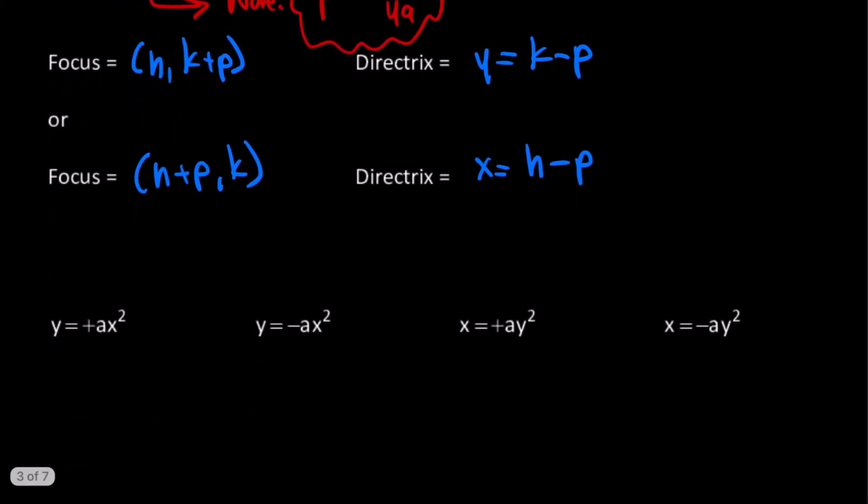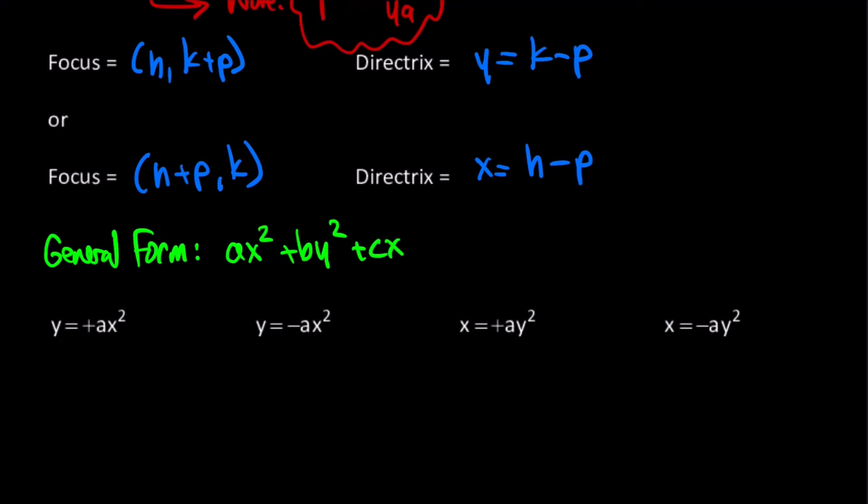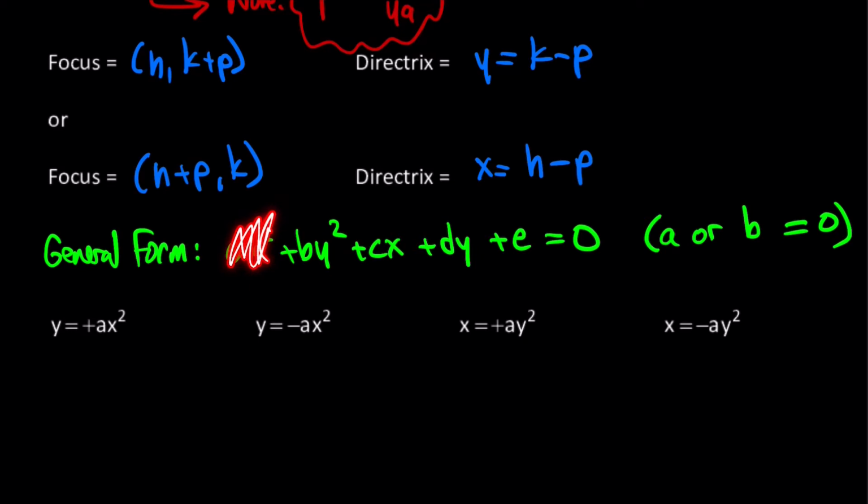The other thing I want to add right now before I move on is general form. And how do you know it's going to be a parabola? So it could look like this: ax squared plus by squared plus cx plus dy plus e equals 0, except you're not going to see both of these. You're only going to see one of those because a or b equals 0. So you know it's going to be a parabola when you only have one square term. So it could look something like this, or maybe we don't have that, and it looks something like this.